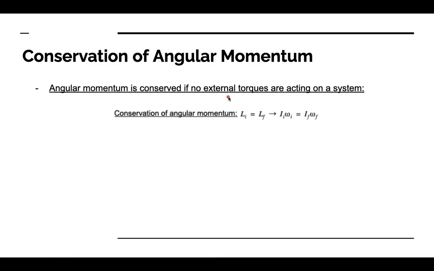Okay. So that means we can have forces. We can have external forces acting on a system so long as those forces do not cause torques. Just as we've seen before, there are cases where forces can act on a system but not cause a torque. So a net force is fine so long as that net force does not cause a net torque. So angular momentum is conserved if no external torques are acting on a system.